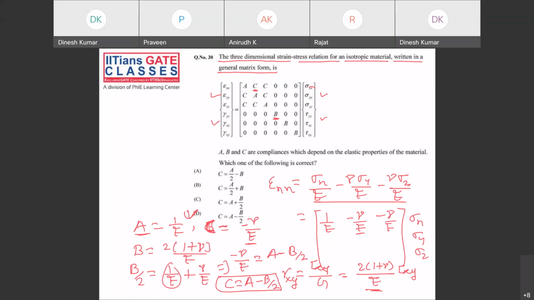Again, guys, it is not a tough question if you are always in the habit of writing things in matrix form. In IGC, we always write things in matrix form. We have already written the stress-strain relationship in matrix form. If you go to the IGC class notes, then you can solve this question.